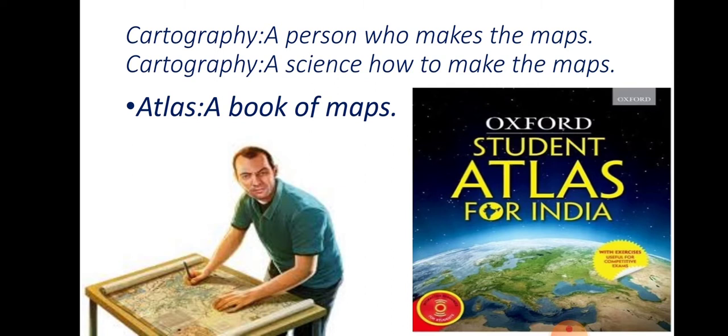So what is the subject? To make the maps clearly by using the latitudes, longitudes, directions and even the correct distance from one place to another place. So cartography is a science of how to make the maps. We have different types of maps. All these maps composed in one book, we call it an atlas. So atlas means a book of maps. Here I have given one example, Oxford Atlas. We have a number of publishers, but I have given you an example atlas.